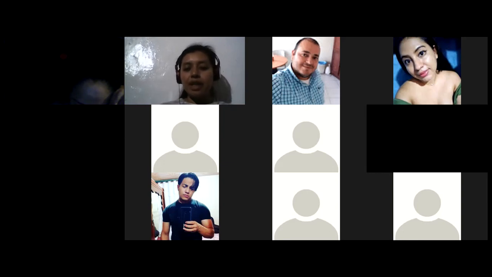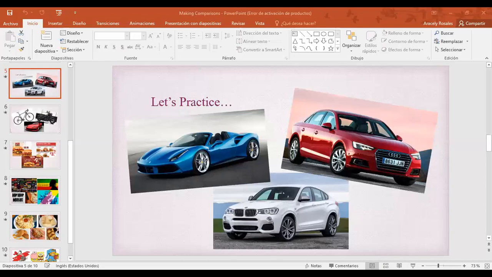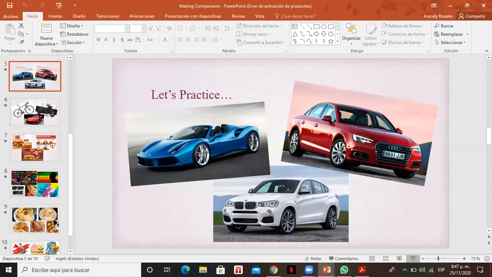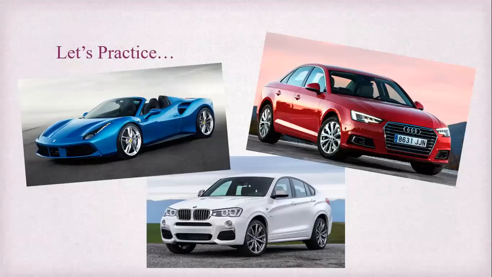Okay, so let me just look for the information that I have about it. But in the meantime, we're going to be working on an exercise. Okay? And this is with comparatives as well. Okay? Siempre con lo que son comparativos. Only comparatives. So you can see there are those cars. Pueden ver lo que son esos carros o autos.